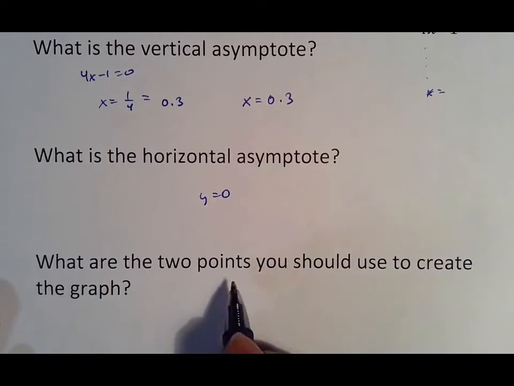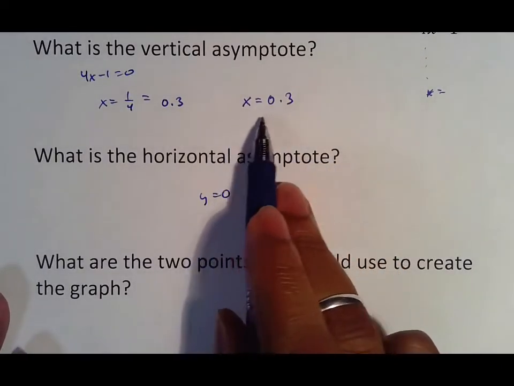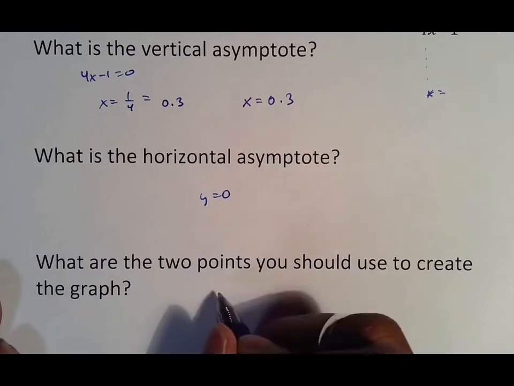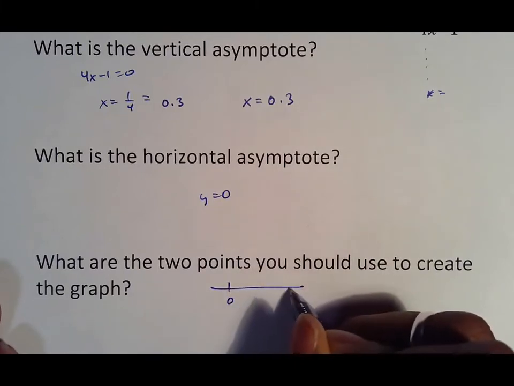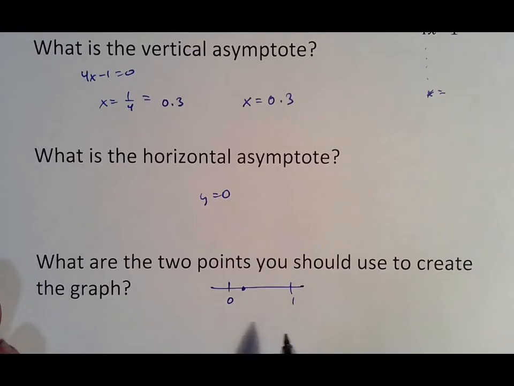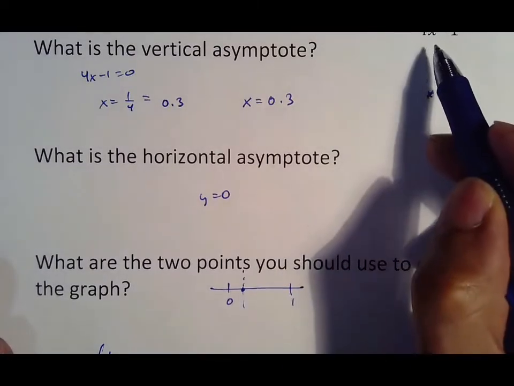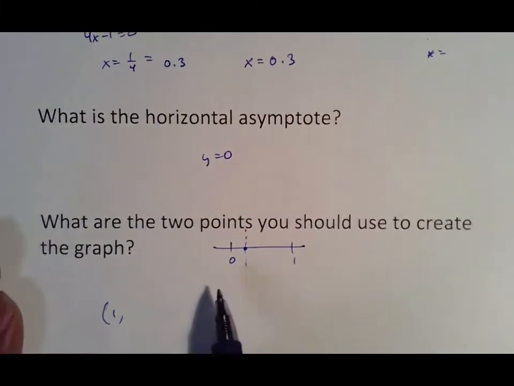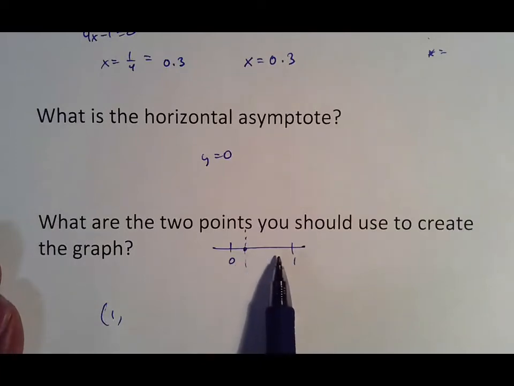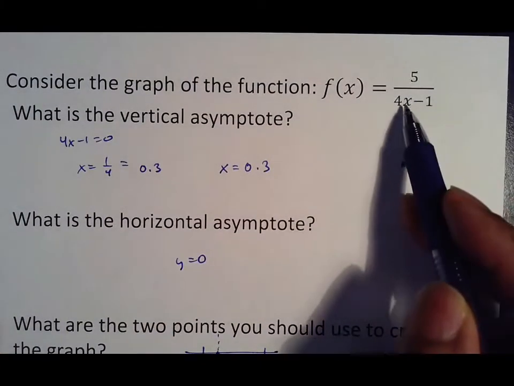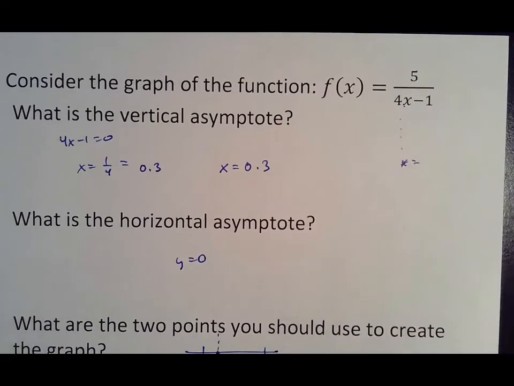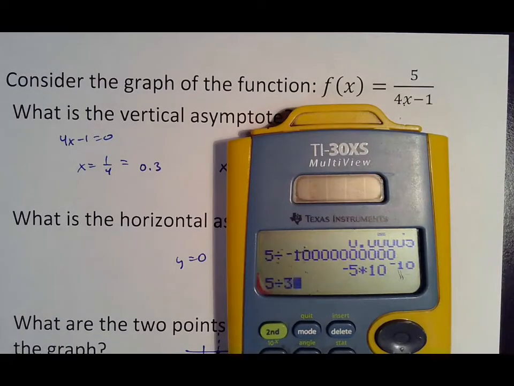So when you're talking about the 2 points to use, it's going to be based off of your x. Since the asymptote is at 0.3, just imagine that's 0, that's 1, 0.3 is here. What you want to do, if this is your asymptote, and again, that's not exactly where it's supposed to be, is pick the first whole numbers to the left and right of that asymptote. So the first value to the right is going to be x equals 1. You take 1 and plug it in. That's 4 times 1, which is 4, minus 1, which is 3. So 5 divided by 3.